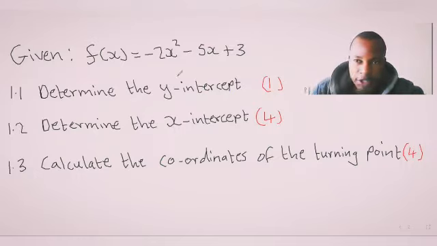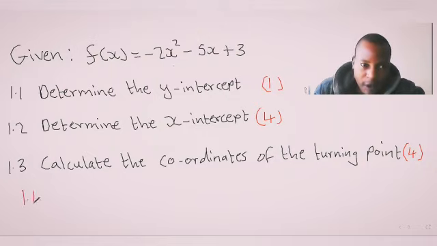The question gives f of x equals negative x squared minus 5x plus 3. That's what's given. We are asked in 1.1 to determine the y-intercept. Remember, to determine the y-intercept, we need to let x equal 0.